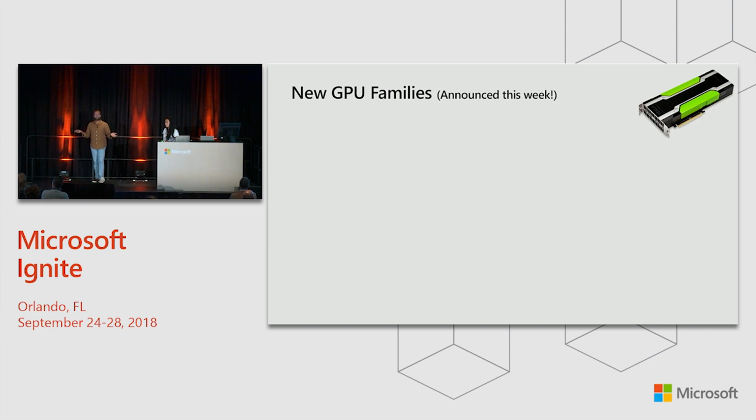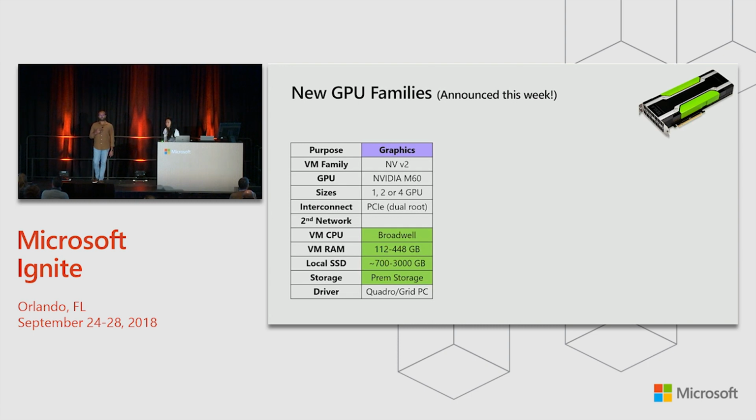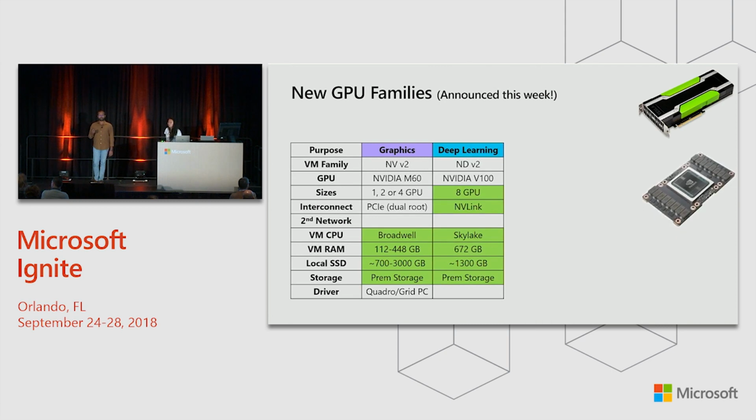The most exciting news is that we introduced 2 new GPU families. One of them is the version 2 for our graphics family. It's powered by the NVIDIA M60 in this case. And then the other more interesting thing and more relevant to our talk is the deep learning family, the NDv2s. And they are powered by the latest NVIDIA V100s. The best part about them is that they have 8 GPUs in one single VM. So that's literally the most computing power that you could potentially get for training on a GPU. And they're connected by NVLink, which is proprietary technology and allows you to communicate much faster between the GPUs.